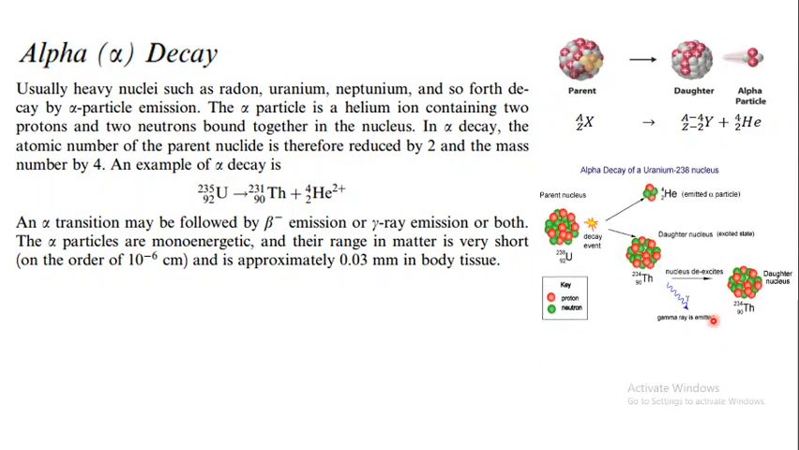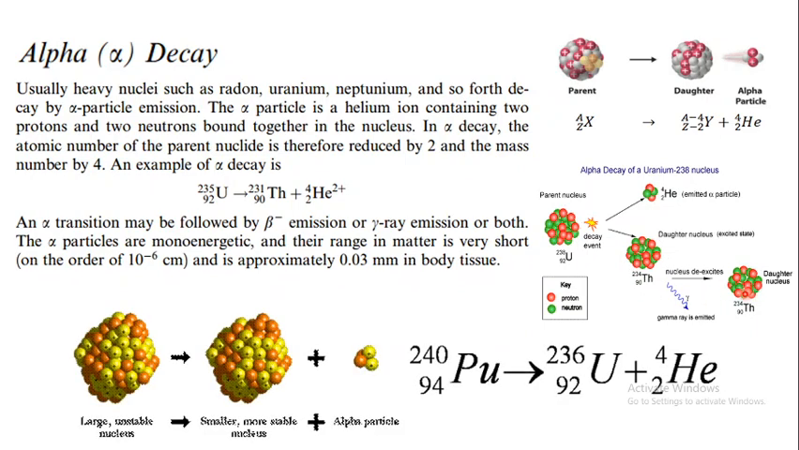This is another visualization of the alpha decay process. If we see, uranium decays into an alpha particle and gives thallium, and this thallium stabilizes itself as the nucleus de-excites by the emission of gamma radiation. So this is an excited state of thallium and this is the ground state of thallium. This is another example of alpha decay in which plutonium decays into uranium with the emission of a helium nucleus.